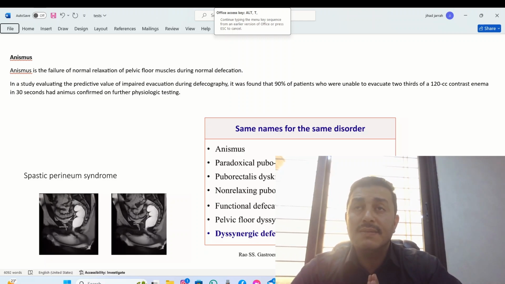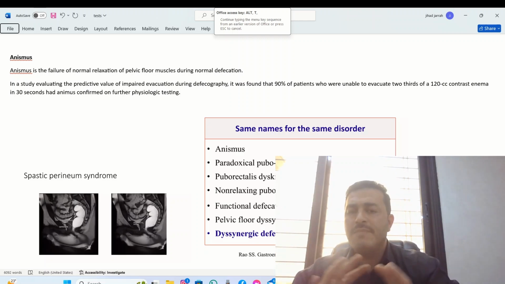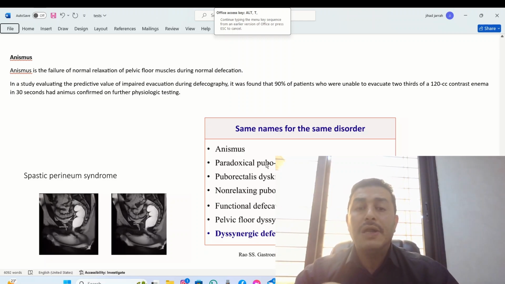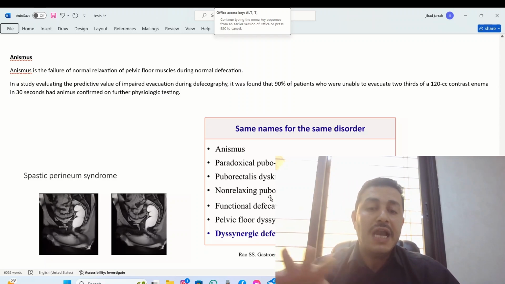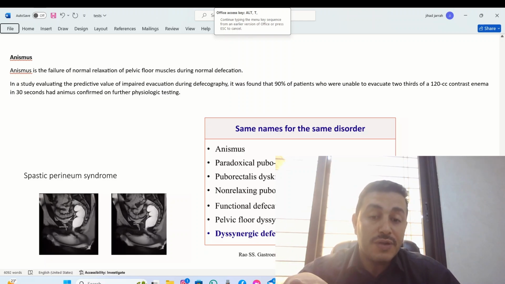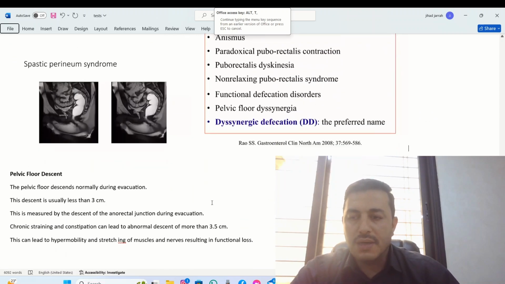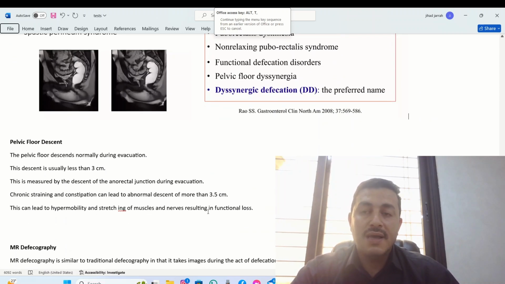This is suspected when about two-thirds of the contrast that we give during defecogram cannot be evacuated within 30 seconds. Many muscles we have, so we have many names: anismus, paradoxical puborectalis contraction, puborectalis dyskinesia, non-relaxing puborectalis syndrome, functional defecation disorder, pelvic floor dyssynergia. Many muscles may fail to relax.